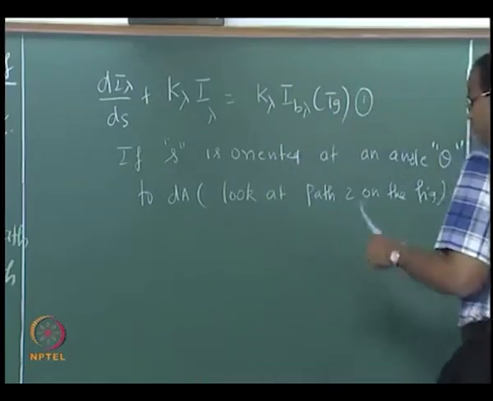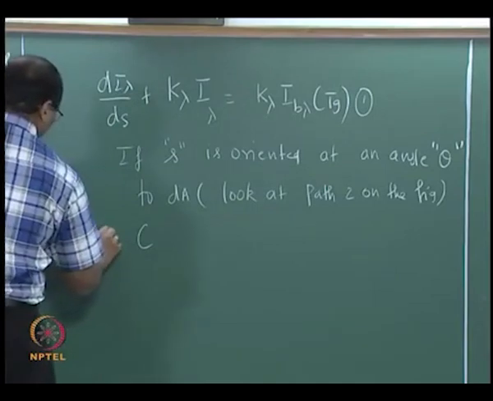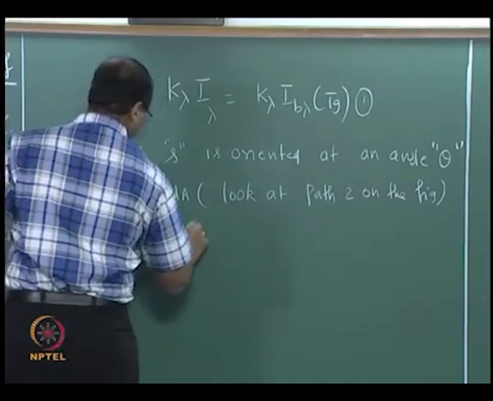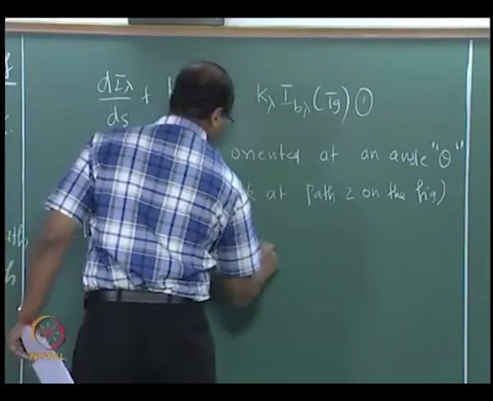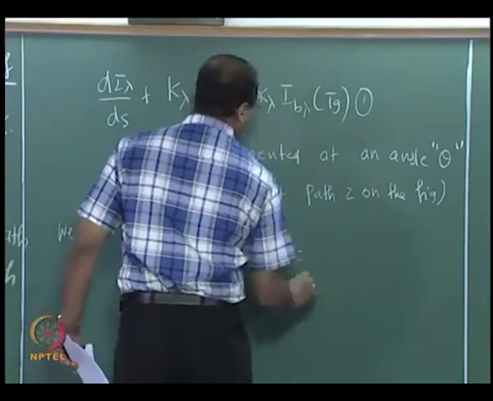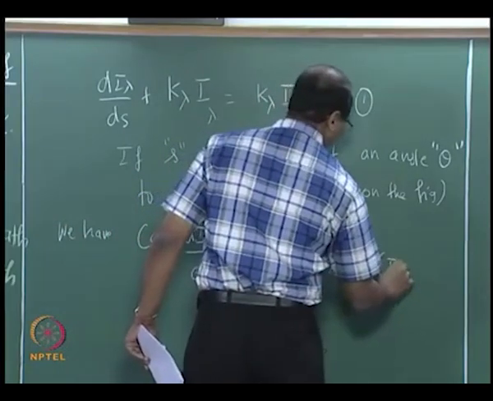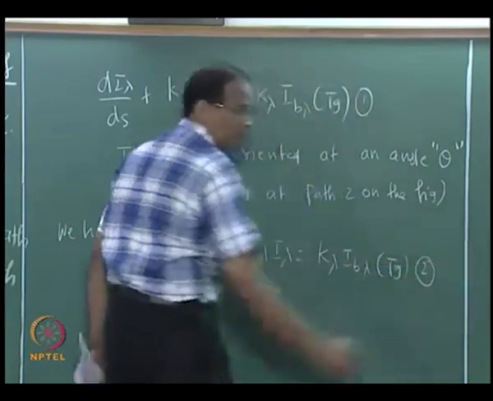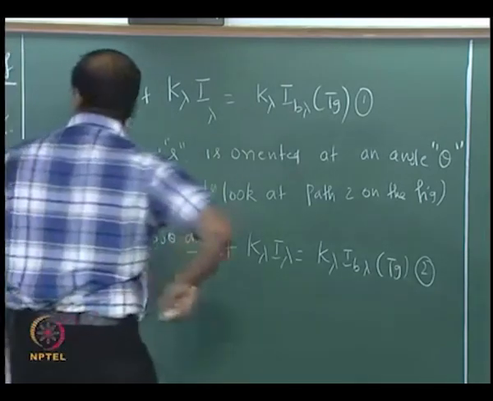So the equation gets modified as cos theta. Needless to say, when theta equals 0, equation 2 reduces to equation 1. Alright, now we have to find out the story.